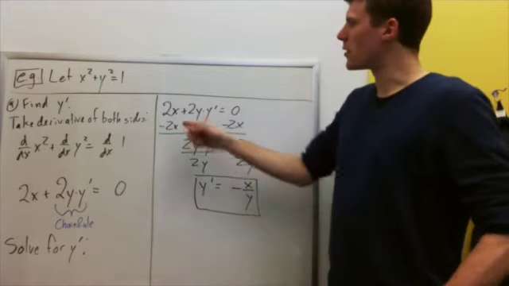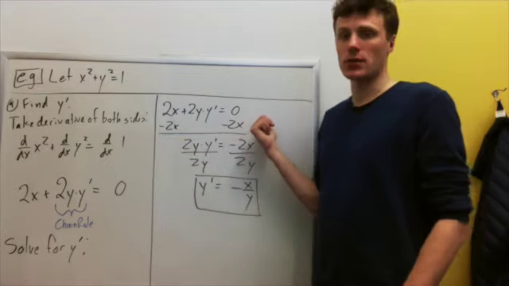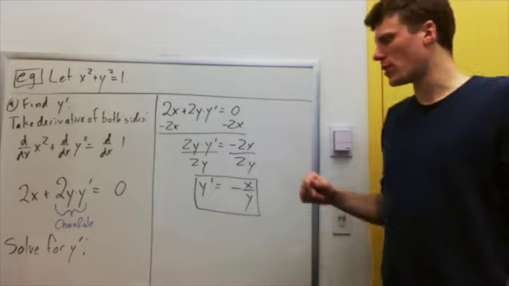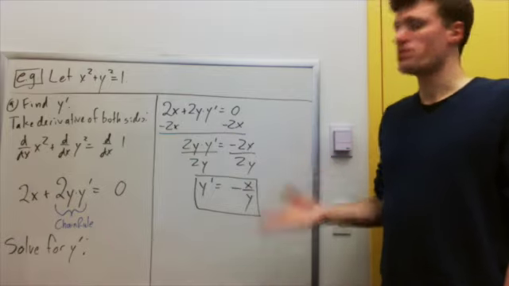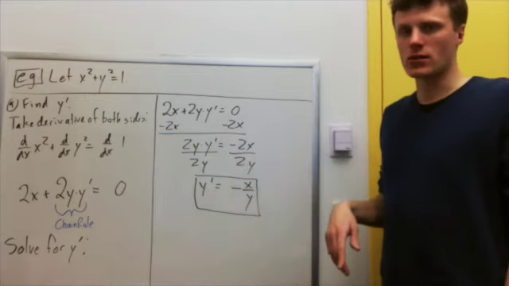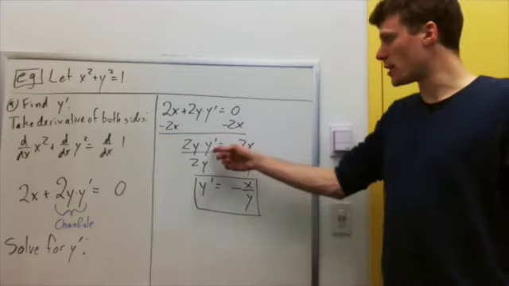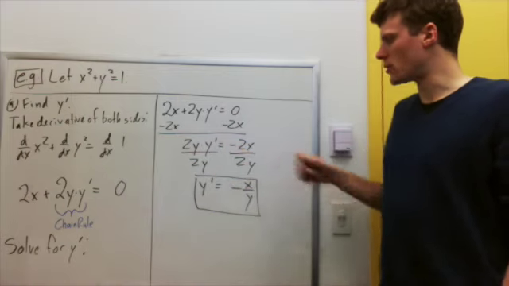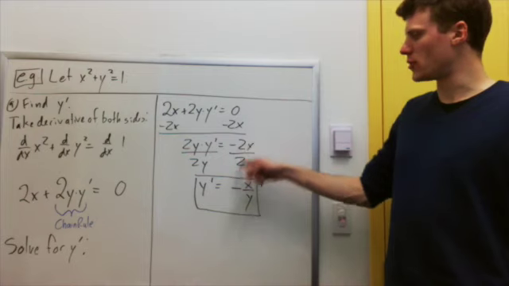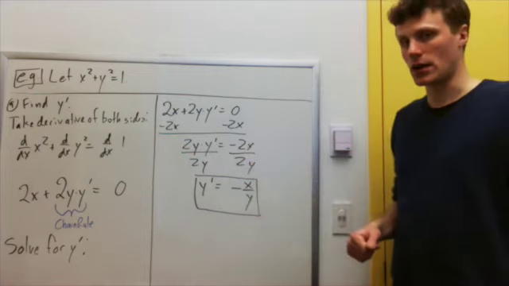I've got 2x over here, there's no y prime, so I'm going to subtract 2x off to the right-hand side. That leaves me with 2y times y prime is equal to negative 2x. Great. y prime is now a factor on the left, and there is no y prime on the right. So now I'll divide by whatever's in front of y prime, which is 2y. I divide both sides by 2y, cancel out the 2's, and I get y prime is equal to negative x over y.